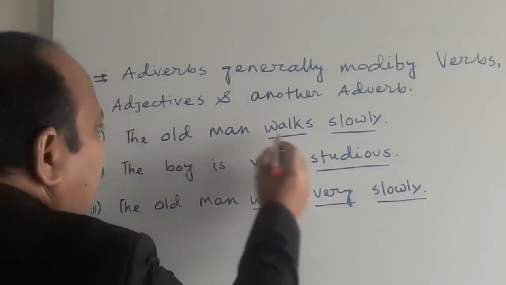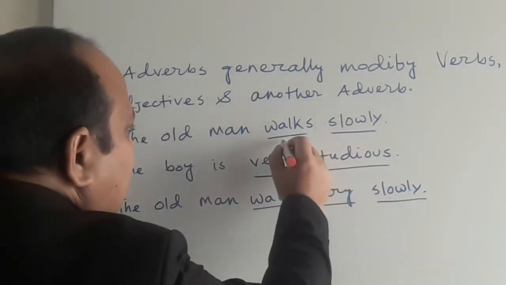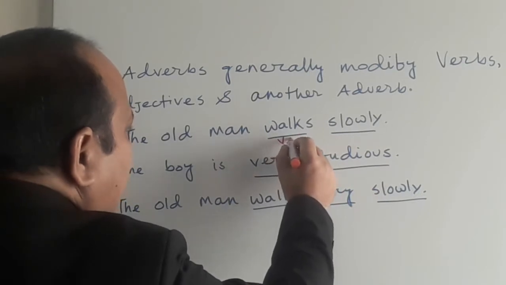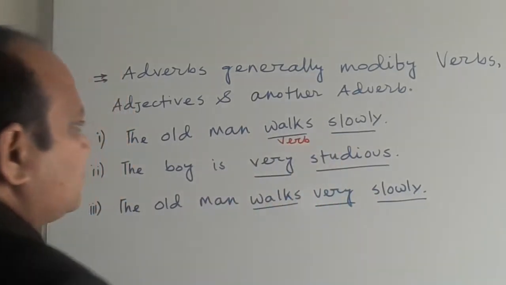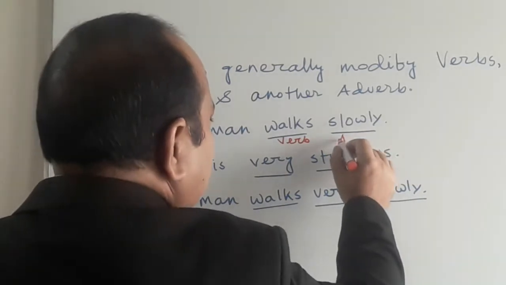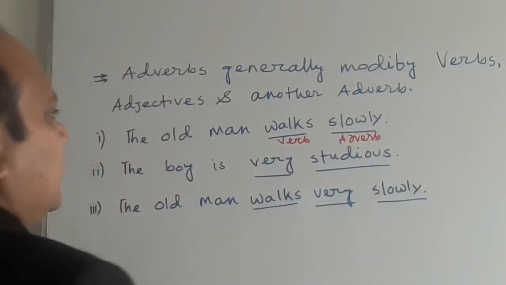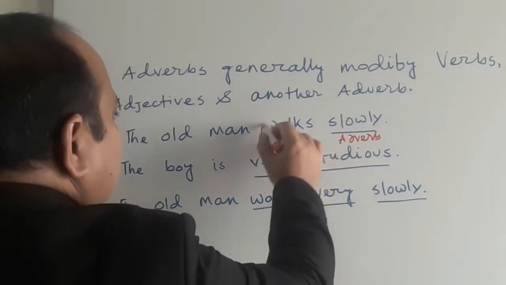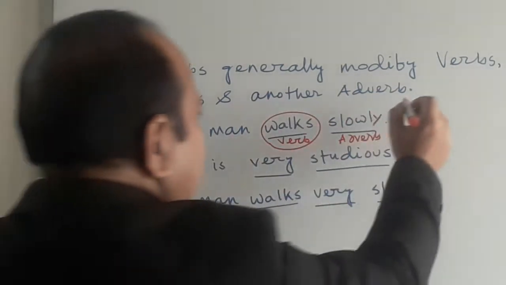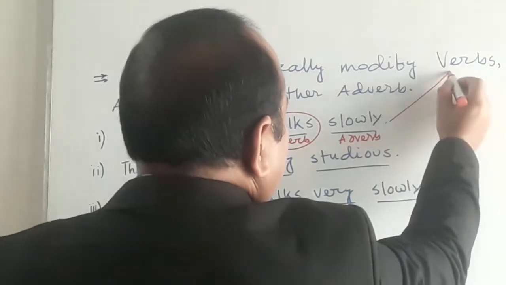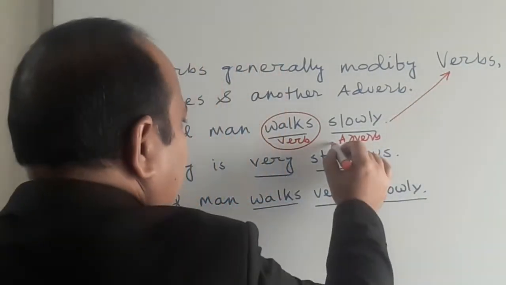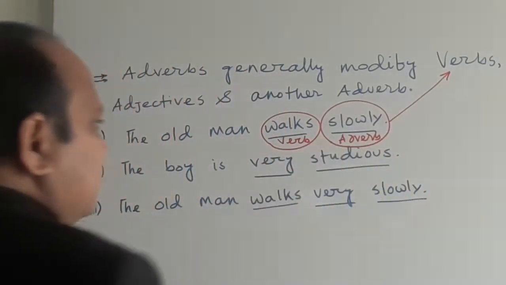First one, the man walks slowly. Here, walks is a verb, and slowly is an adverb. So here, slowly modifies the word walks. In this way an adverb can modify a verb.